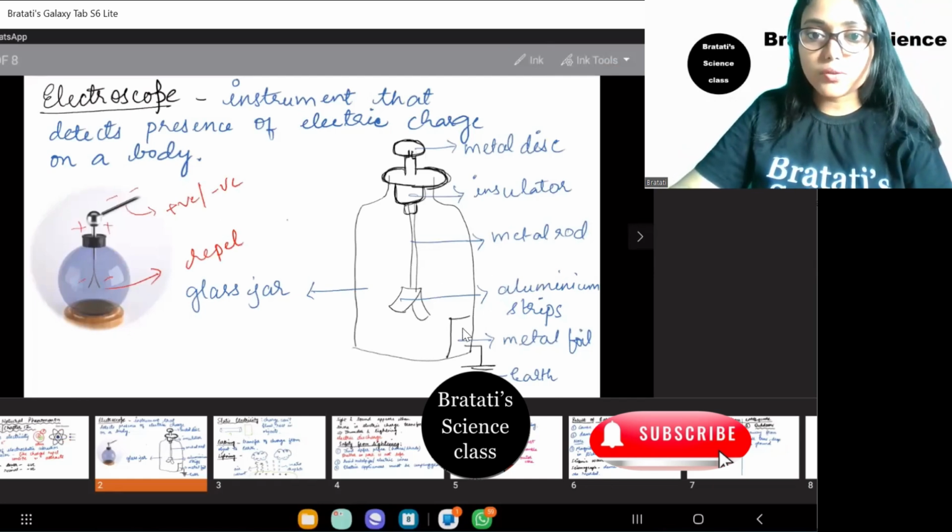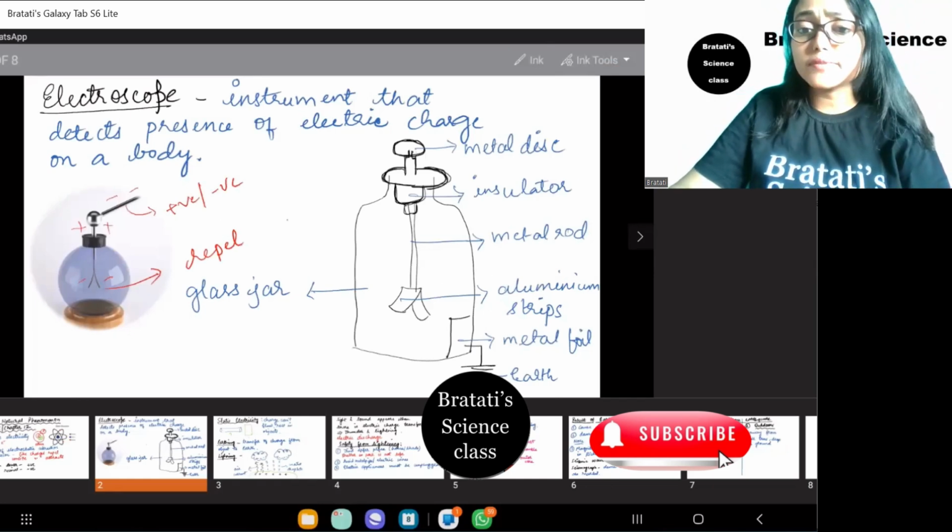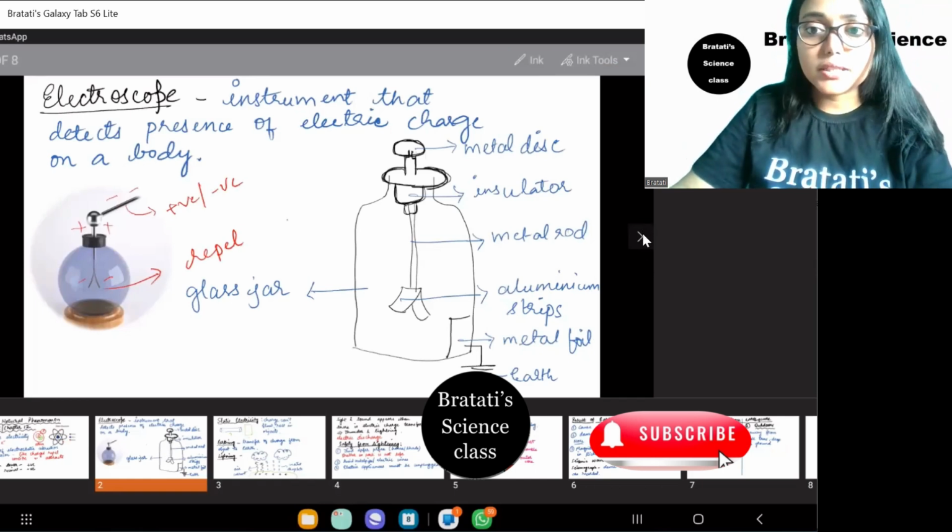I hope you know how to make it. You can practice the diagram. Here we have seen the earthing. We will be talking about this in the next topic.